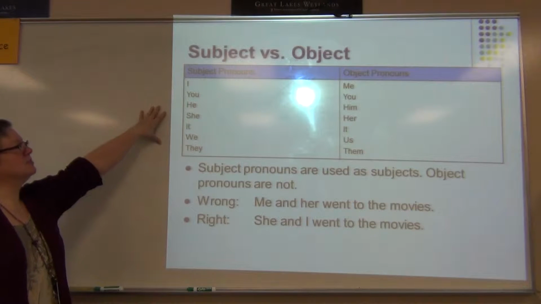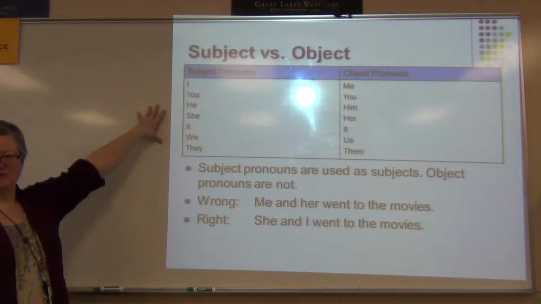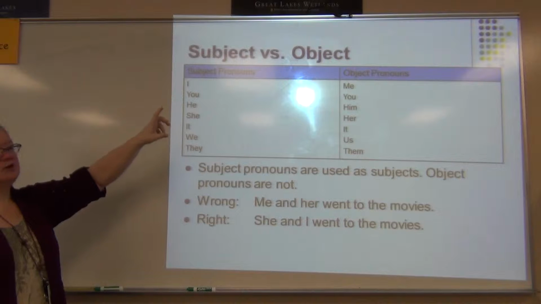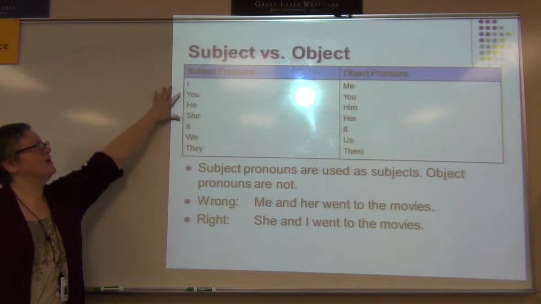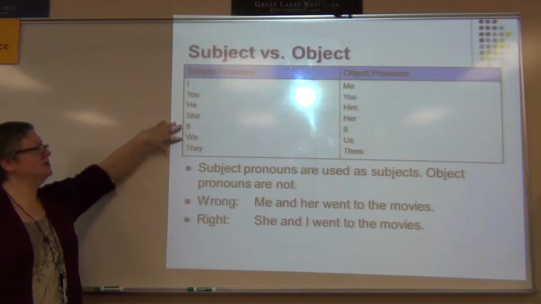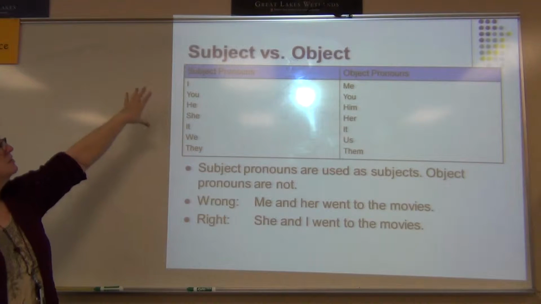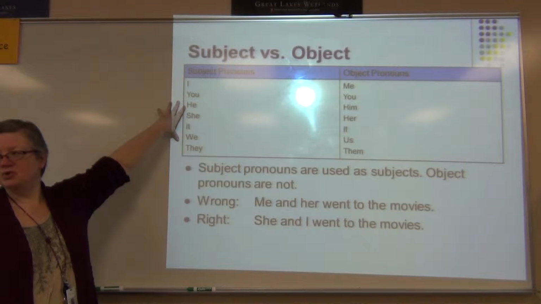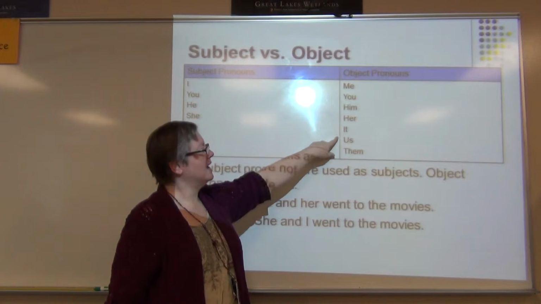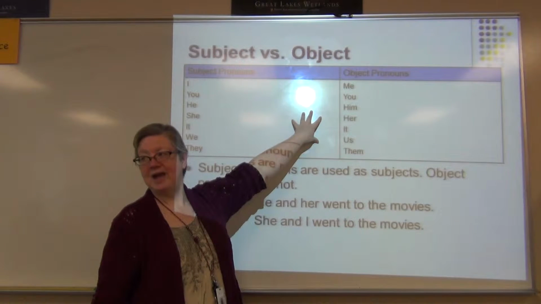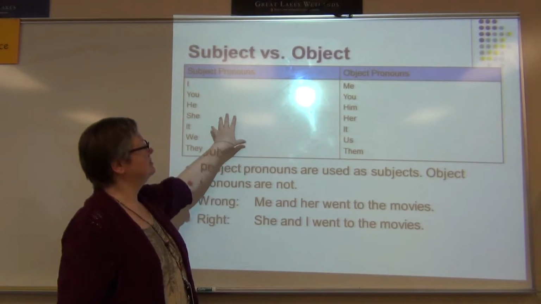The idea is that a subject pronoun is used for the subject of the sentence, and an object pronoun is used as the object of the sentence. So the subject pronouns are I, you, he, she, it, we, they. Okay? So they act as the subject, they are the doers in the sentence. The object pronouns are me, you, him, her, it, us, them. They receive the action. Okay? So that's their basic function.